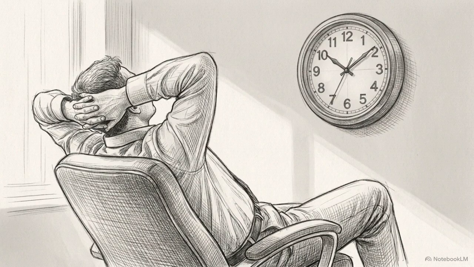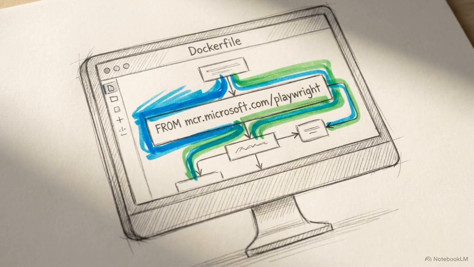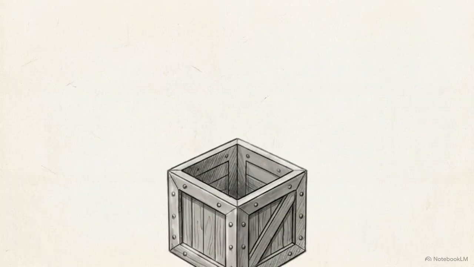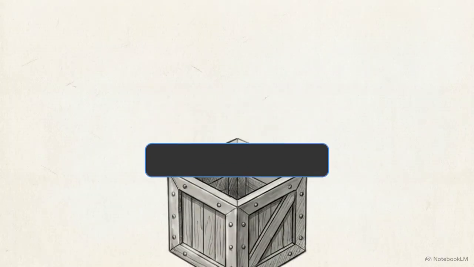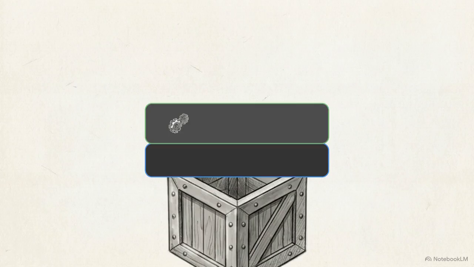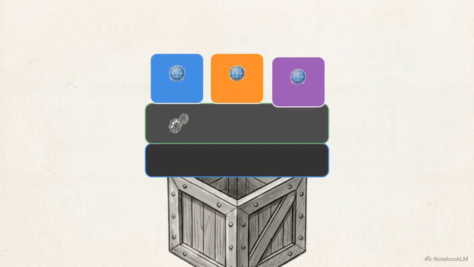wasted debugging time. The first step is writing a Dockerfile that pulls the official image directly from the Microsoft Container Registry. This image comes pre-configured with a specific Ubuntu base, all the necessary system dependencies, and the required browser binaries for Chromium, Firefox, and WebKit.